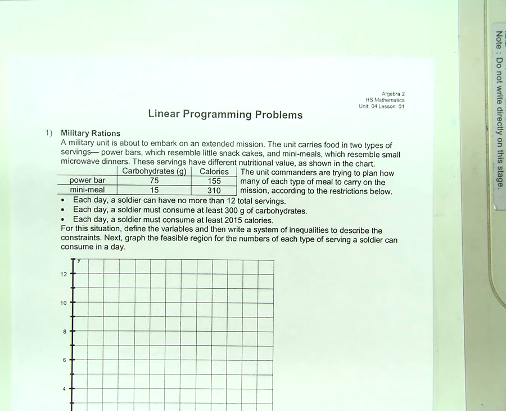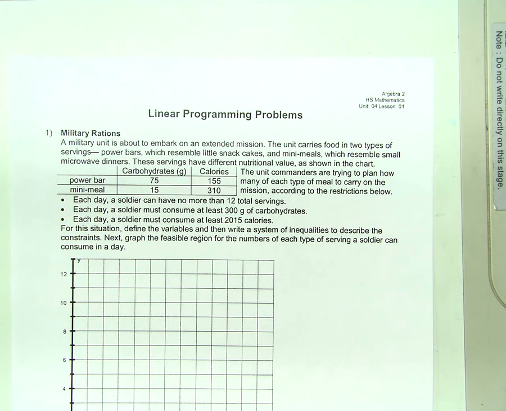Each day, a soldier can have no more than 12 total servings. Restriction number 2. Each day, a soldier must consume at least 300 grams of carbs. Restriction number 3. Each day, a soldier must consume at least 2,015 calories. For this situation, define your variables, then write a system of inequalities to describe the constraints. Next, graph the feasible region for the numbers of each type of serving a soldier can consume in a day.